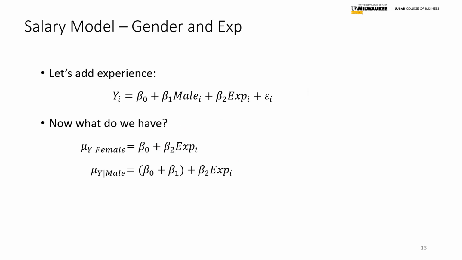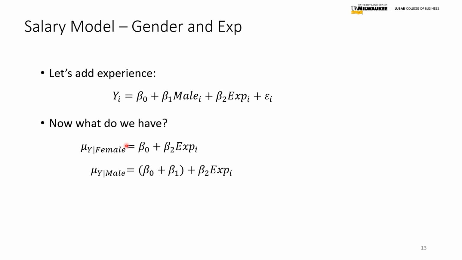Let's add experience to the mix. Now we have a multiple regression on male and experience. If we make substitutions for the male variable of 0 for females and 1 for males, we get the following breakdown. The mean salary for females equals beta 0 plus beta 2 times experience, and the mean salary for males is beta 0 plus beta 1, which I've grouped together in the intercept, plus the beta 2 times experience.